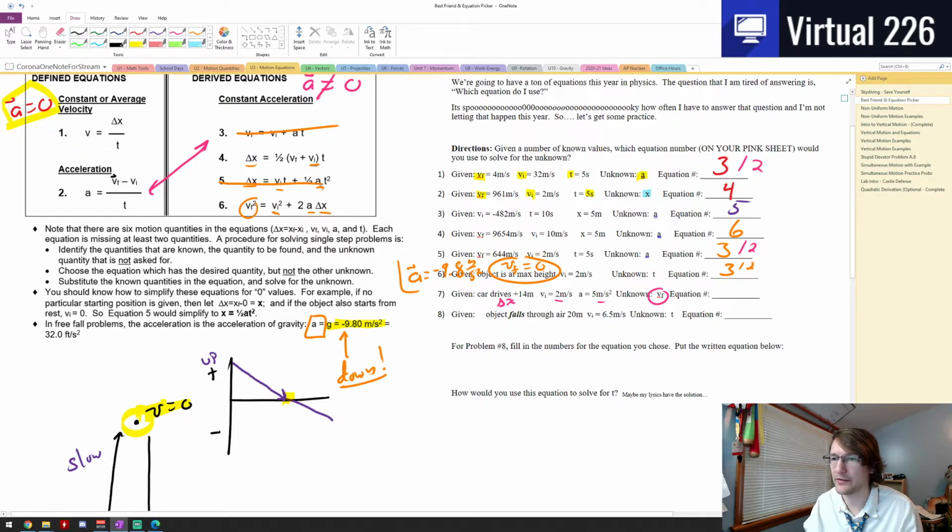Well, this doesn't have a vf, and this probably has a vf. We don't have the time, so it's gone. We're left with number 6. We could rearrange that and find it.